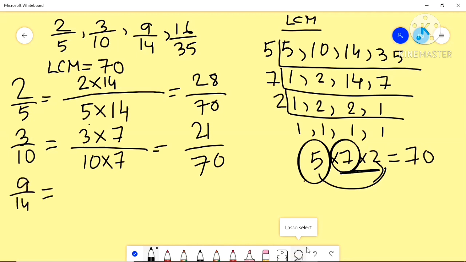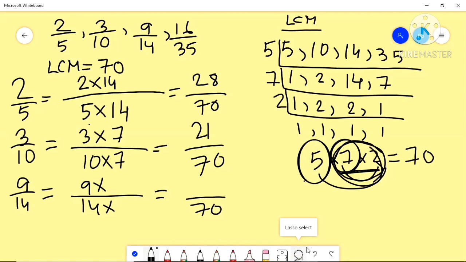So 9 by 14, you will write down 14. So to bring 70, what do you have to multiply? See, you can divide 70 divide by 14, but why to do that? Okay, just see here, 7 into 2 is 14. If you are taking this two number, so what is left? 5 is left, so take 5. That's simple. So 45.